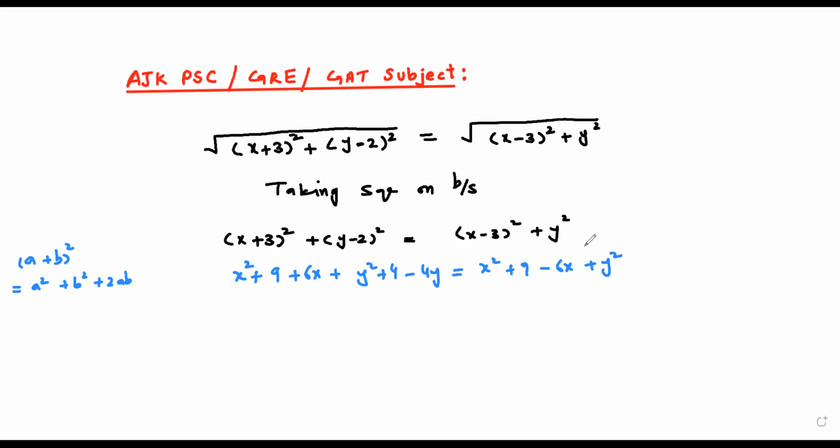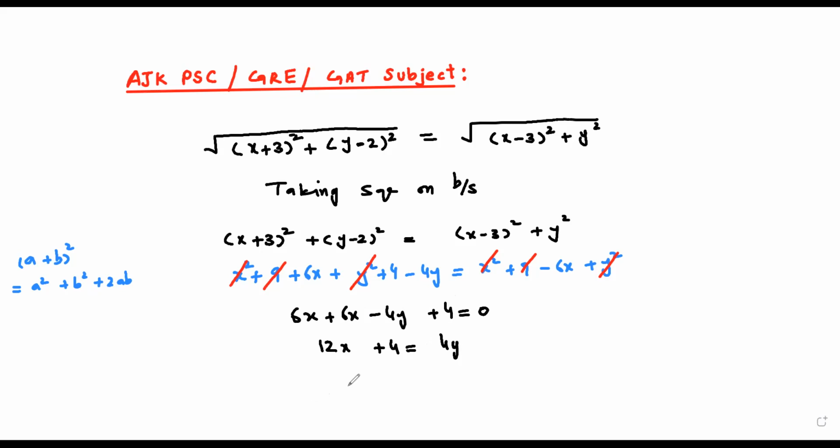So we cancel some terms: y square cancels, x square cancels, and the 9 cancels with the 9. Finally we get 6x plus 6x minus 4y plus 4 equal to 0. So we write it as 12x plus 4 is equal to 4y.